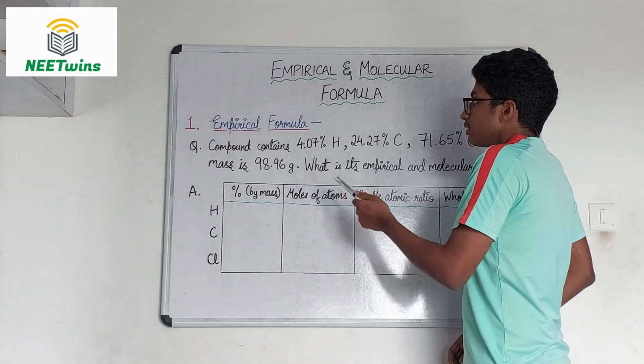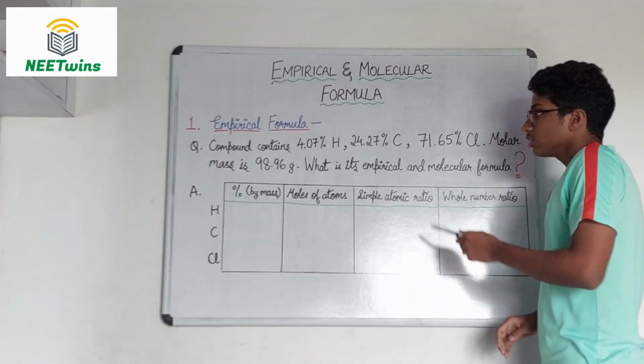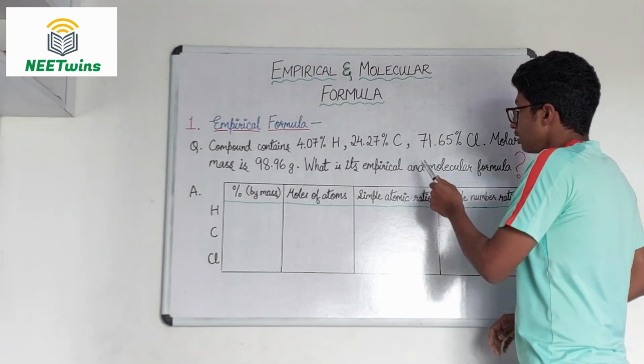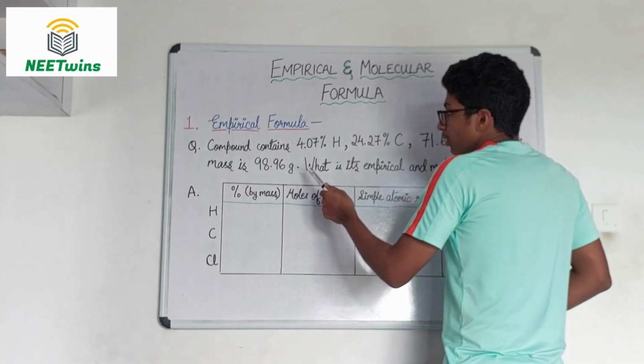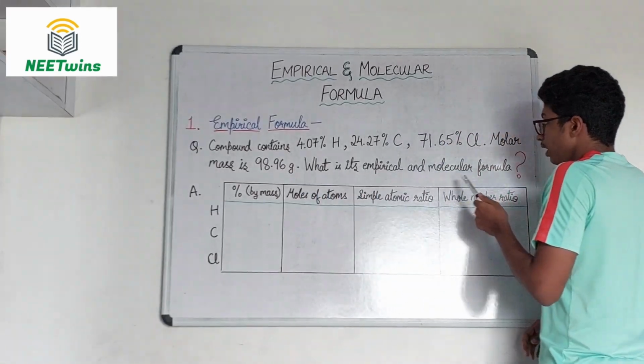A compound contains 4.07% of hydrogen, 24.27% of carbon, 71.65% of chlorine. Molar mass is 98.96 gram. What is its empirical and molecular formula?